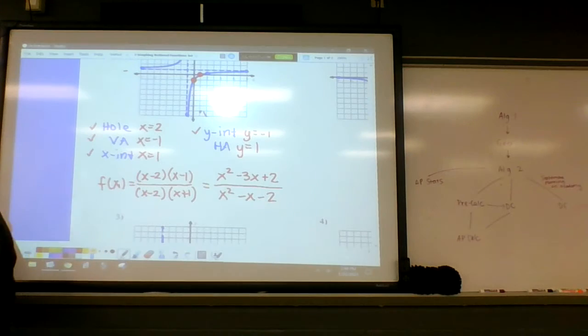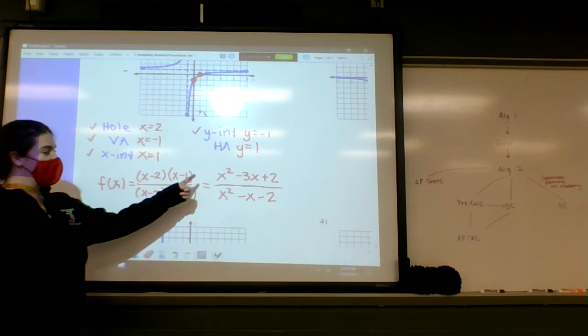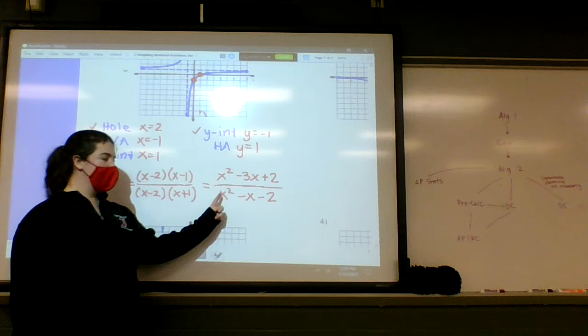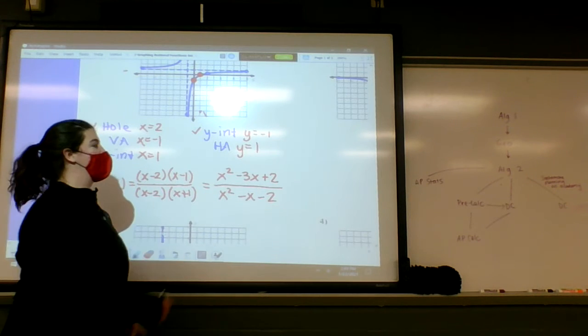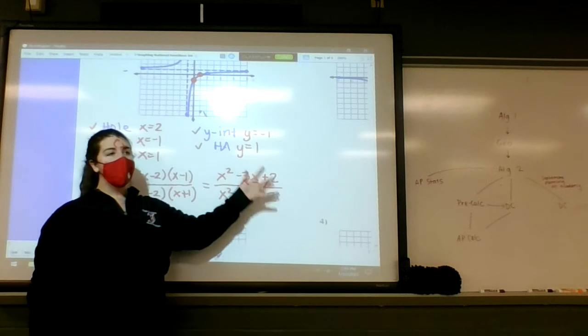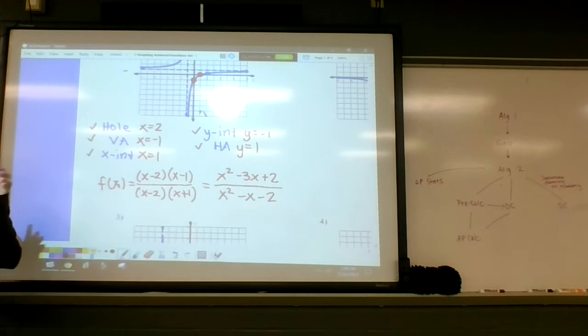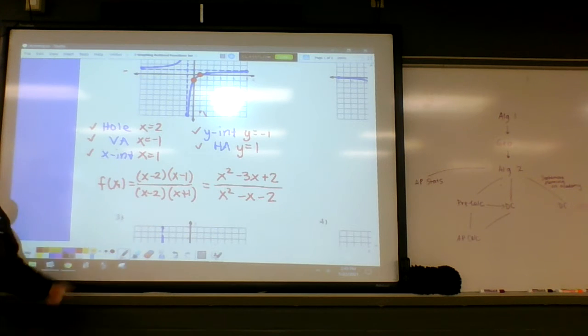Is the horizontal asymptote already at 1? Yes, because you would go to the coefficients, right? Because they have the same power squared. So it'd be 1 over 1, and 1 over 1 is 1. So most likely these will already be included after you've done the factors. We're going to see one where it's not, though.